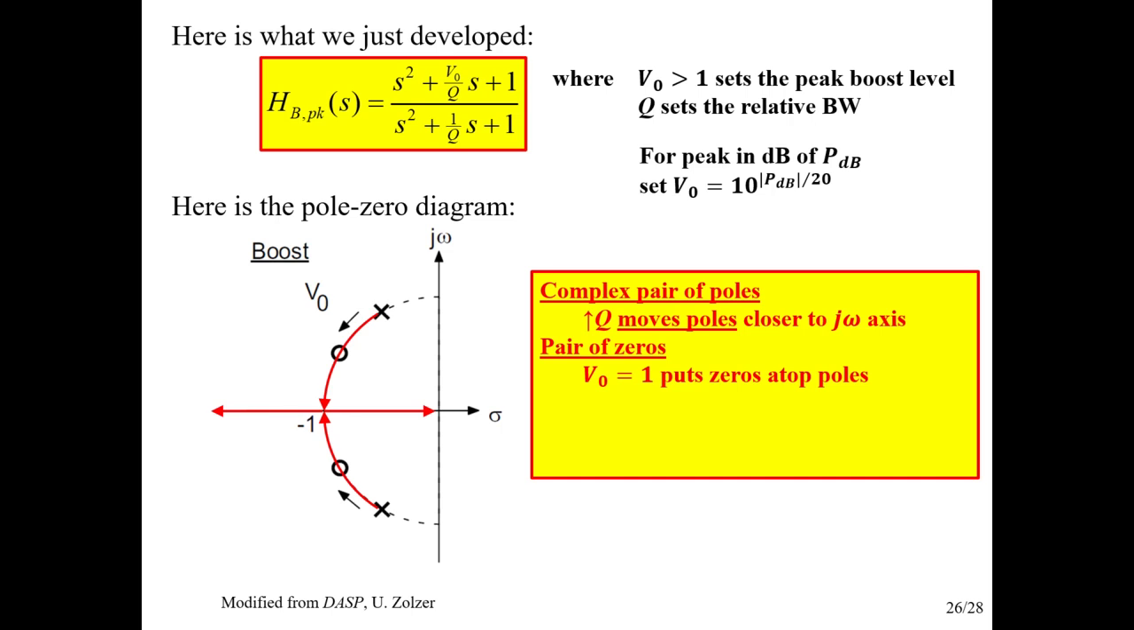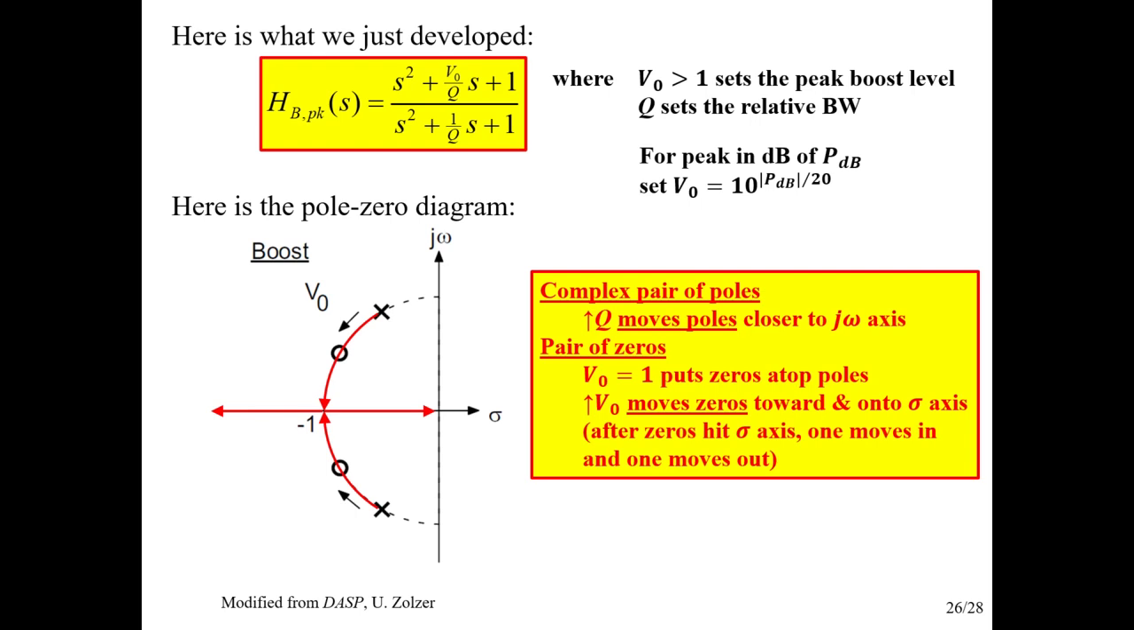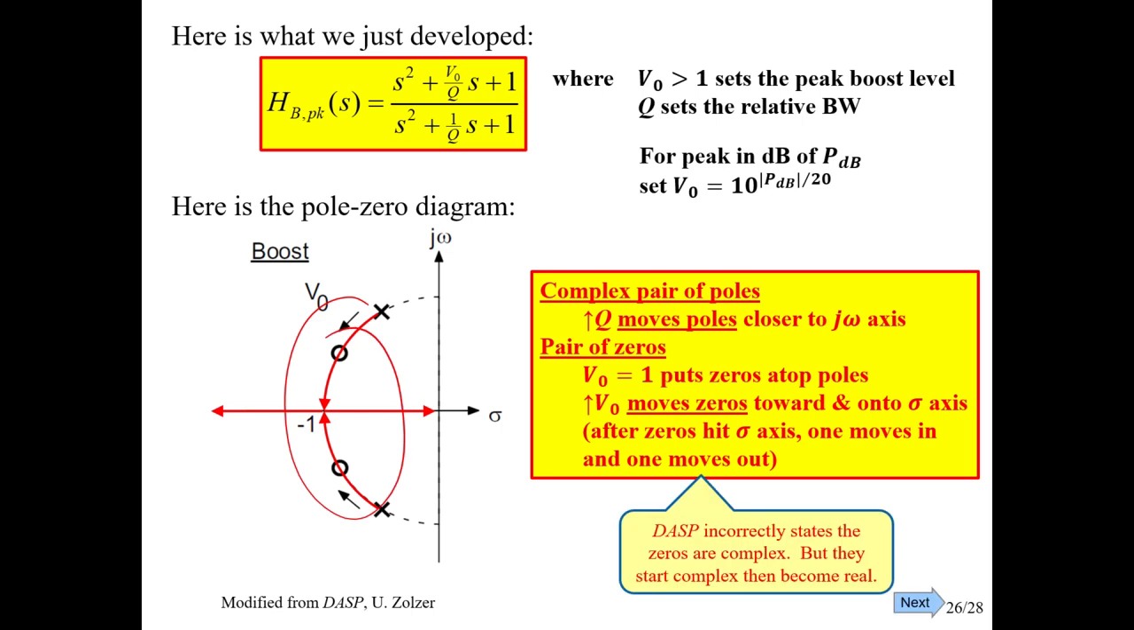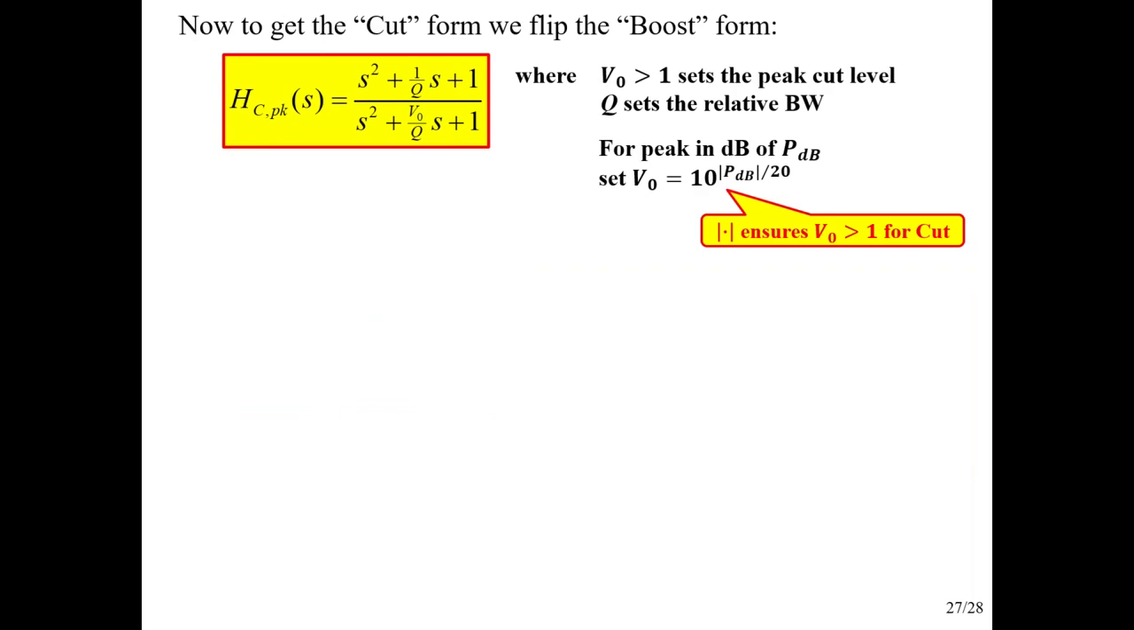If you were implementing this, you'd probably switch out the circuit, or at least switch some components out, due to tolerances of the components. And we can also see what happens as V0 changes. We're indicating that happens over here. In the DASP book, Zolzer says that the zeros are complex, but in reality, they do start to go back out like this. You might not want to operate your circuit that way, but that does happen.